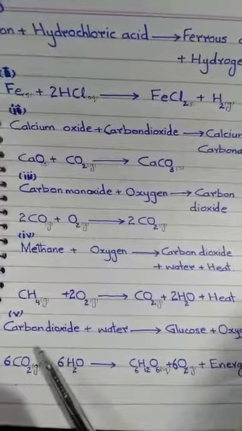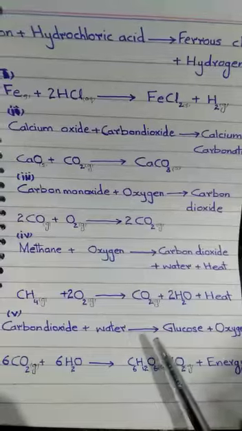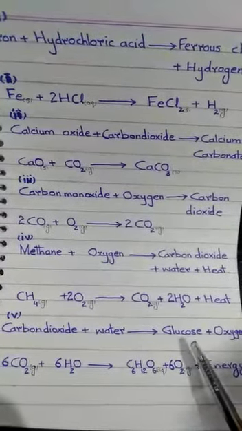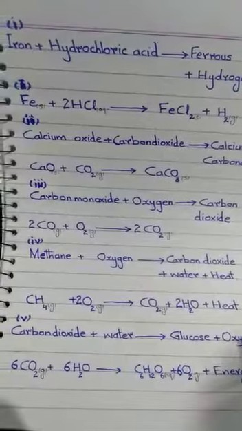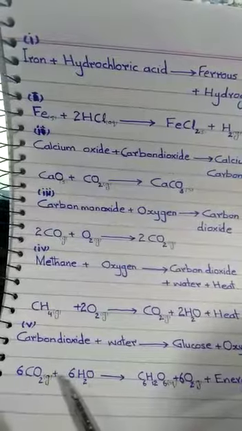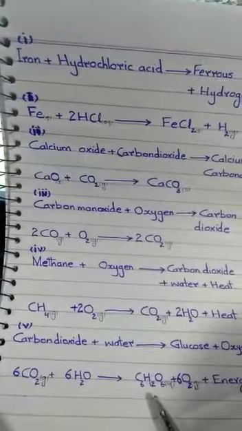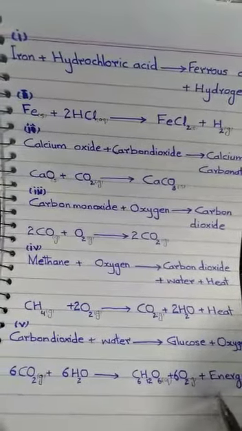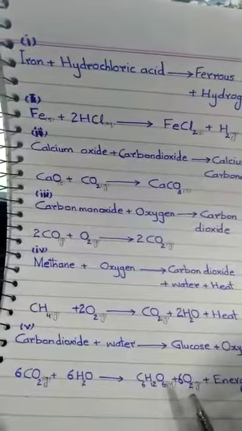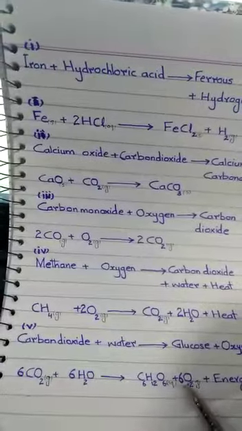Equation 5 is carbon dioxide plus water. When carbon dioxide reacts with water in the presence of sunlight and chlorophyll, this is the photosynthetic process, glucose is formed along with oxygen gas. Chemical representation of this chemical reaction is CO2 plus H2O arrow C6H12O6, this is the formula of glucose, plus O2, and in order to balance this equation we have to put a coefficient 6 with carbon dioxide, 6 with water and 6 with oxygen.